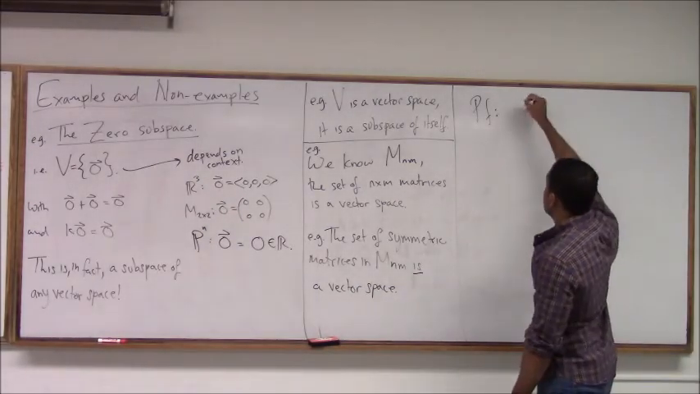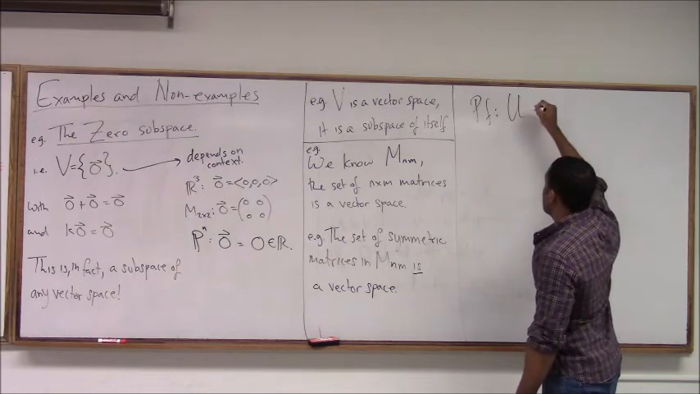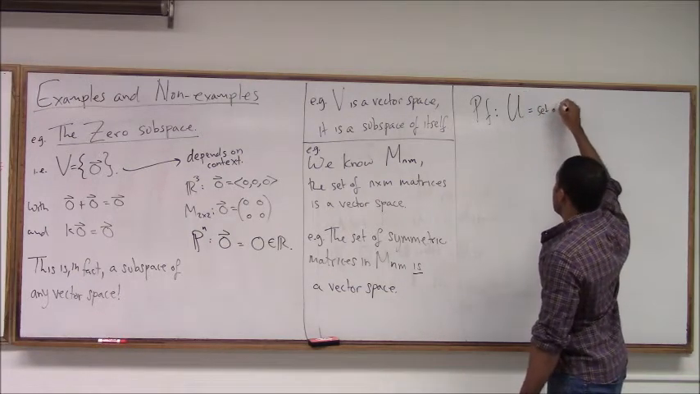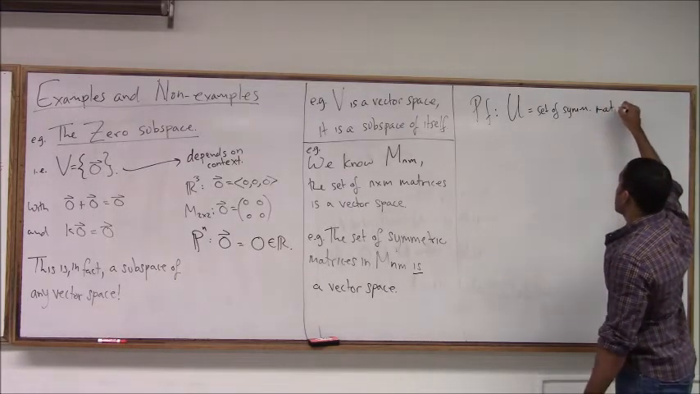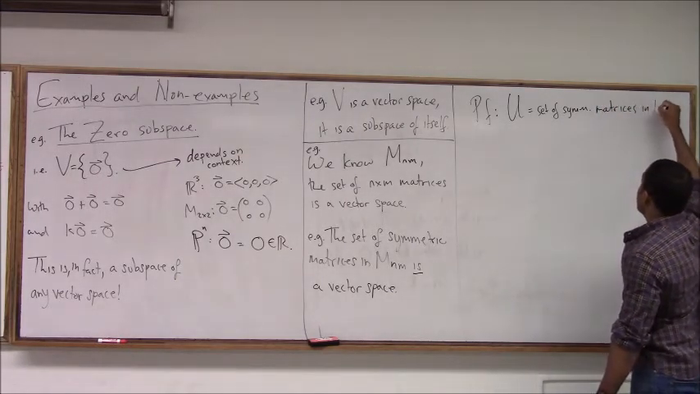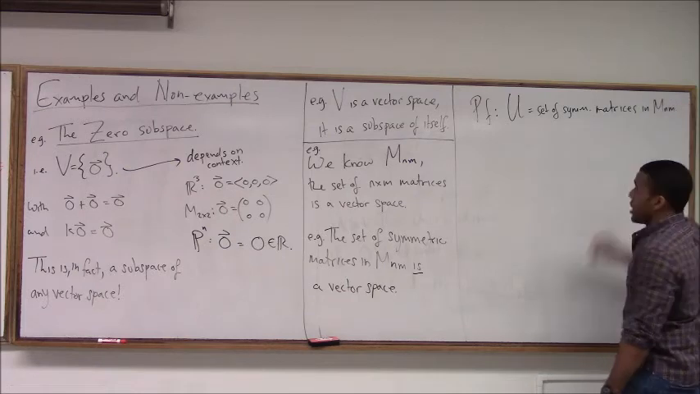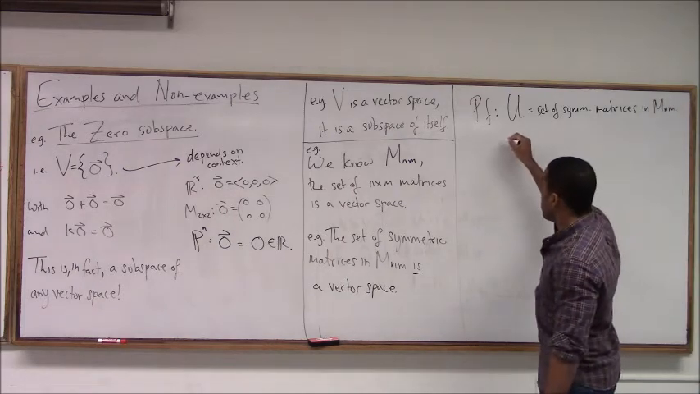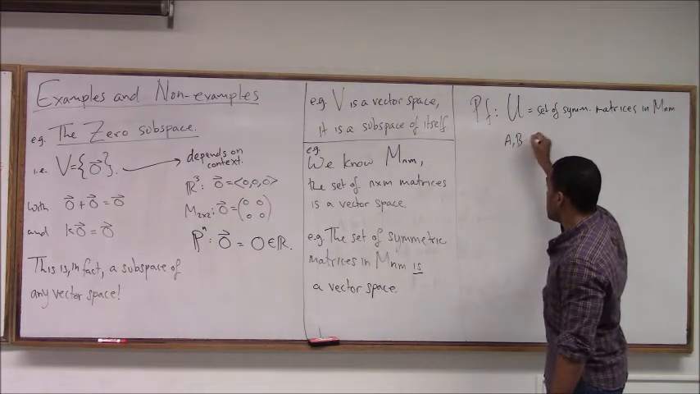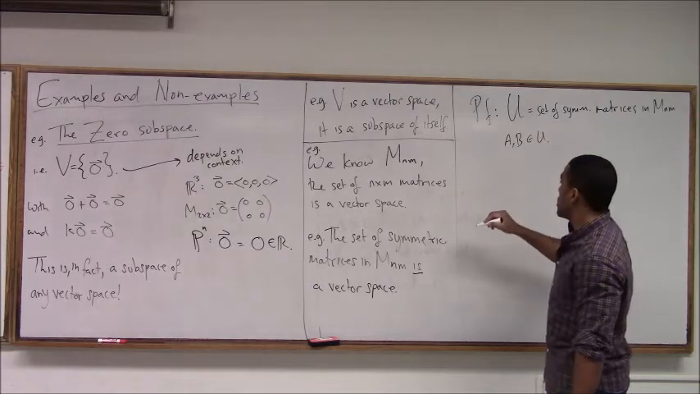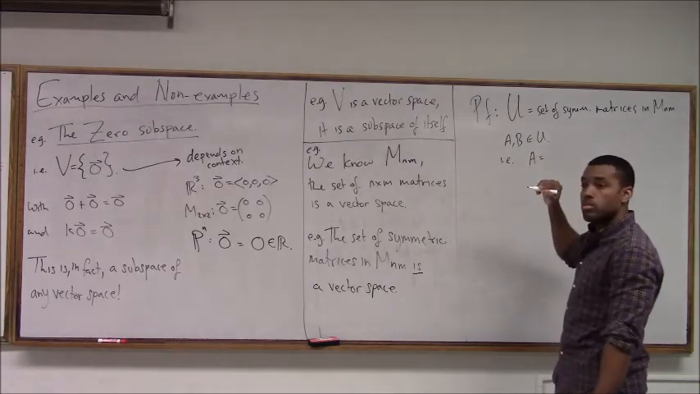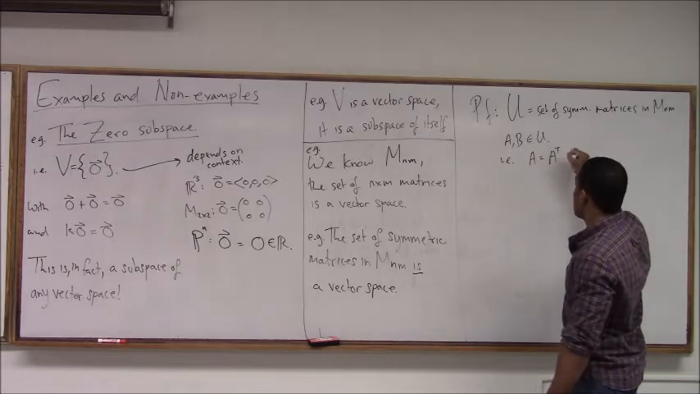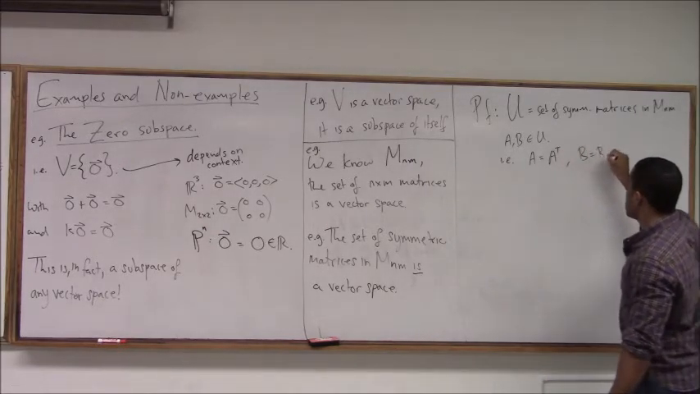So let U equal the set of symmetric matrices in the set of n by m matrices, and let A and B be elements of U. What does it mean to be symmetric? A is equal to its transpose, and B is equal to its transpose.